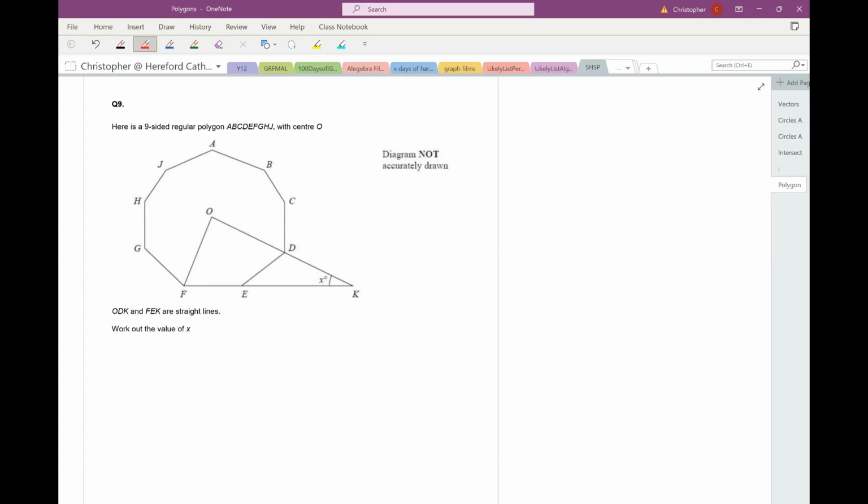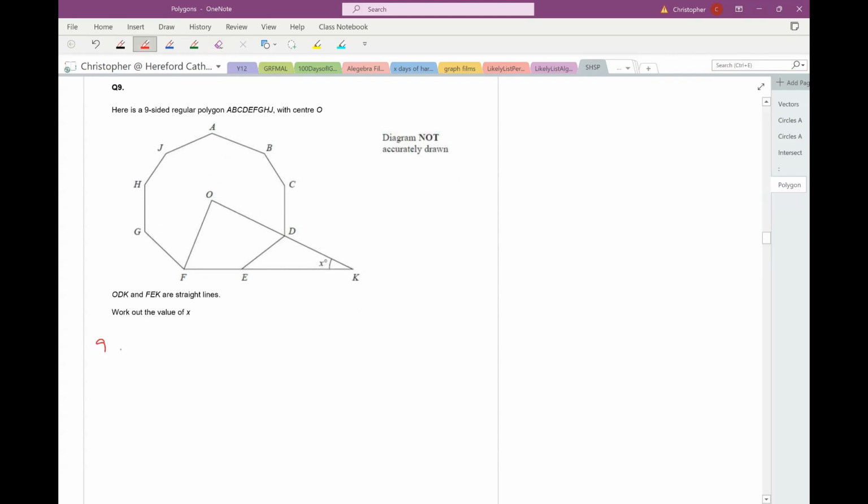Right, well, we've got a 9-sided polygon, so let's just write down what we know about our 9-sided shape. The exterior angle would be 360 divided by 9, so the exterior angle is 40. So the interior angle is 180 minus 40, which is 140. Now, of course, the exterior angle is 40, and so is the angle at the centre. All right, let's focus on this triangle here, because if I can find this angle, and if I can find the angle at O, then I can obviously find x, because it's 180 minus those two.